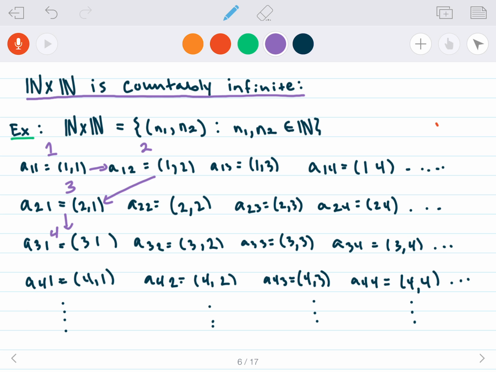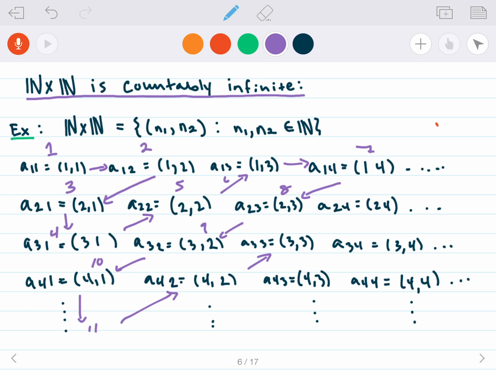So this is number 4. Now we snake back up and say this is number 5. This is number 6. This is number 7. Snake back down. This is 8. This is 9. 10. This goes down to 11, and it snakes back up. And you can see that everybody's going to get hit.